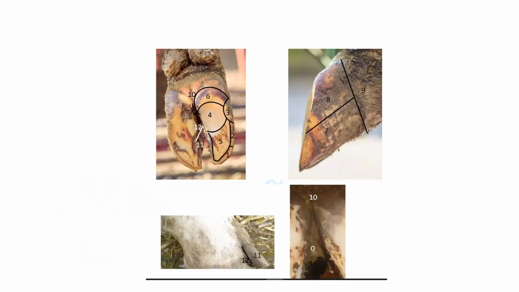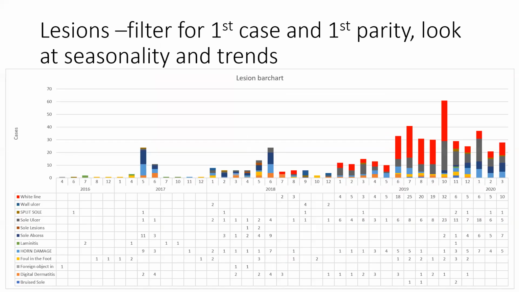So I mentioned the hoof maps have expanded to include a number of different areas of the foot. So we've got 7, 8, 9 here on the top right, including the areas of the wall and coronary band, and then we've got some axial wall at 11 and 12. 10 is the area where we get digital dermatitis.